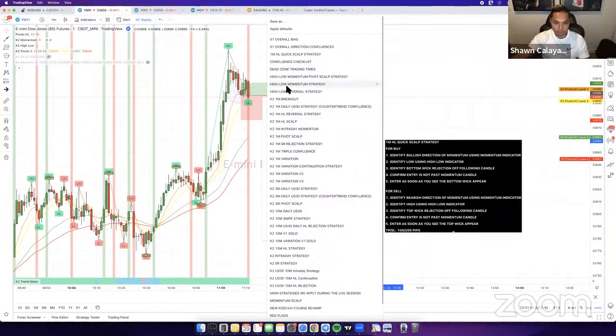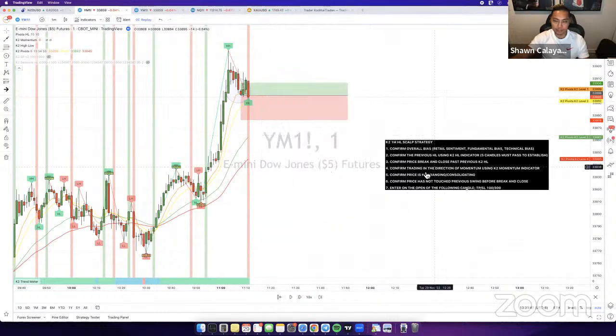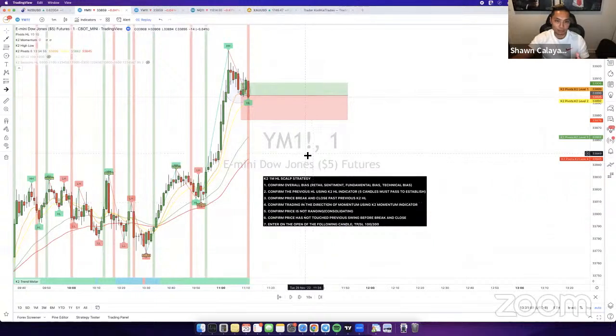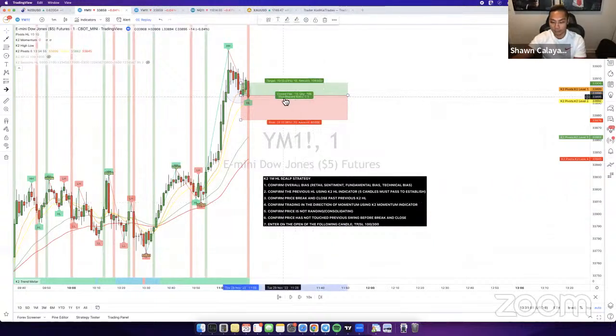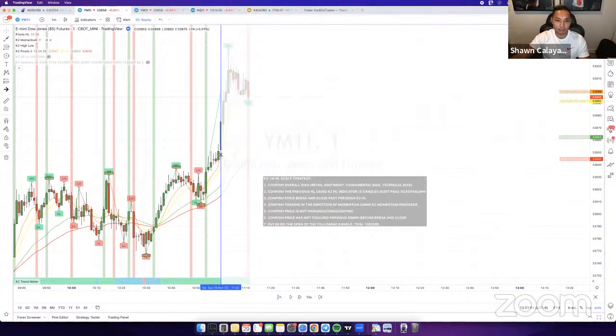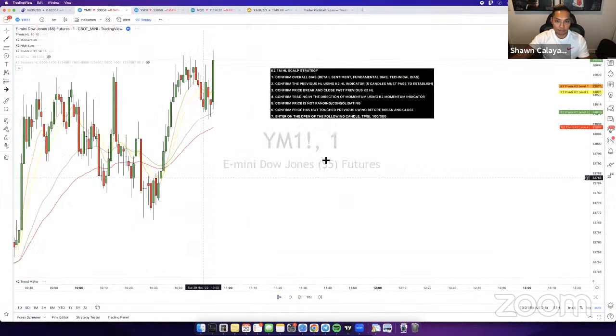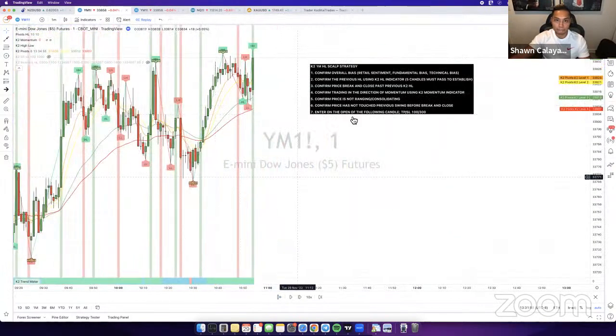Let me see if I can find it over here. That would be the high-low. You can see I have so many strategies here. I don't even look at them as much. I just know these by heart because I've created all the strategies. If I see the pattern on the chart, I can pick it out very quickly. So here's an example of the strategy you just referred to.